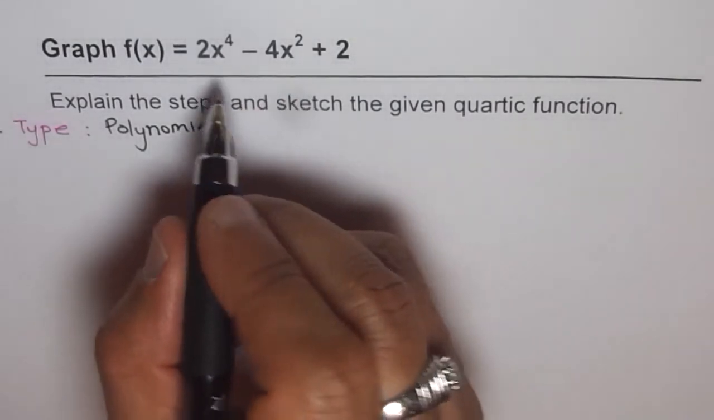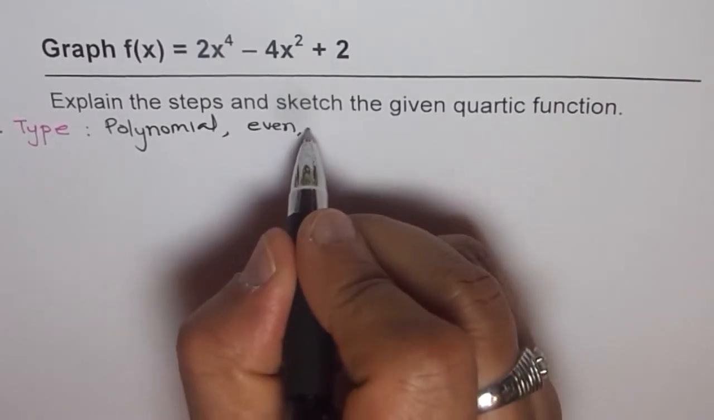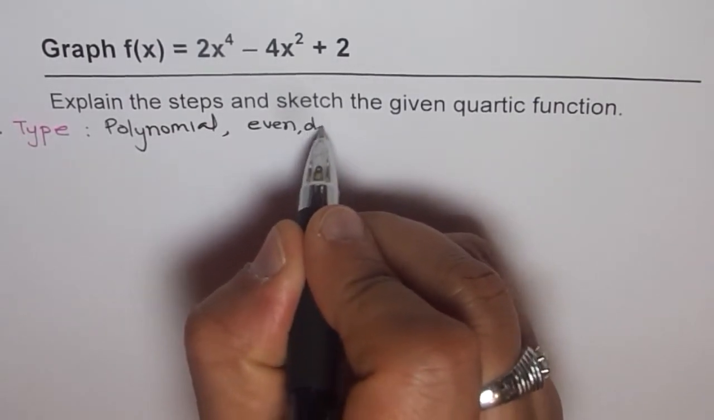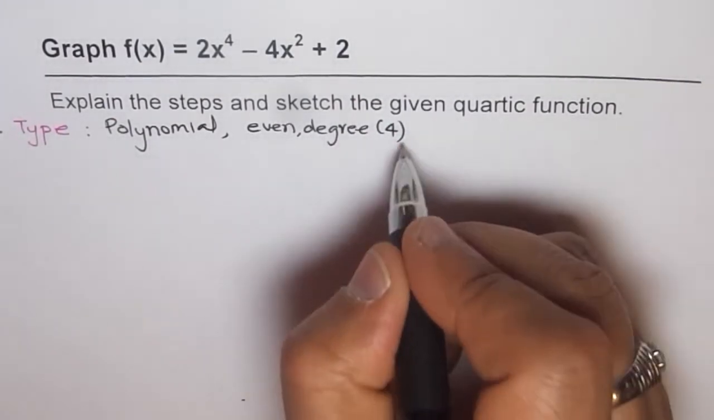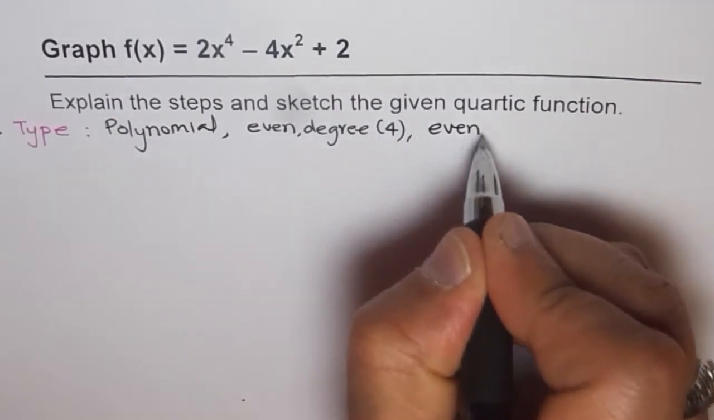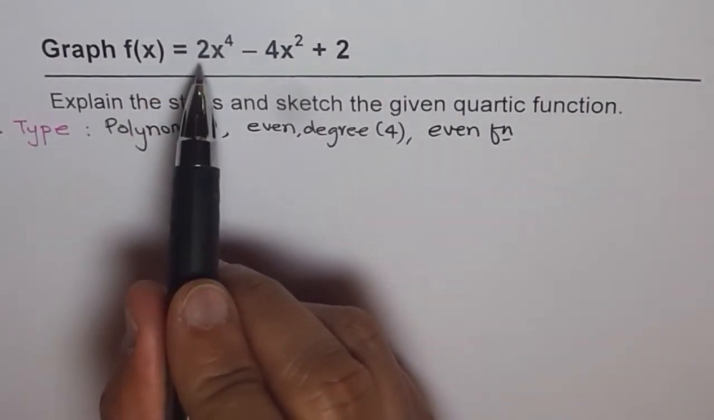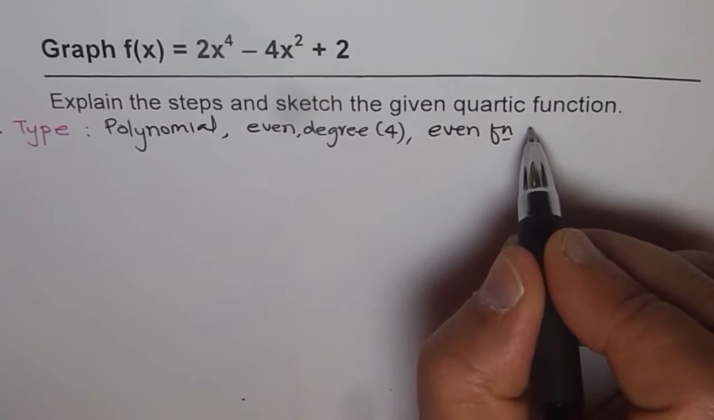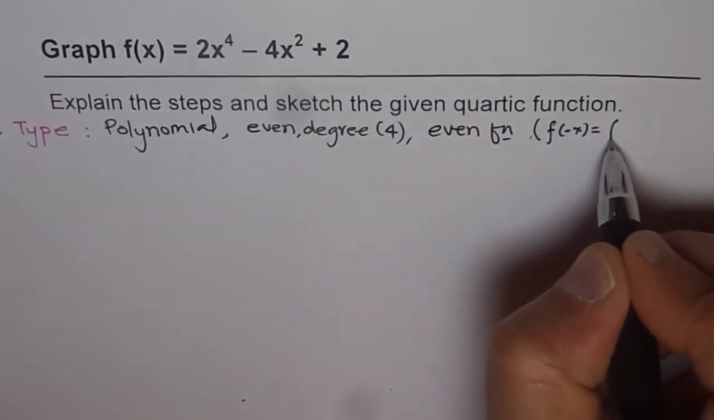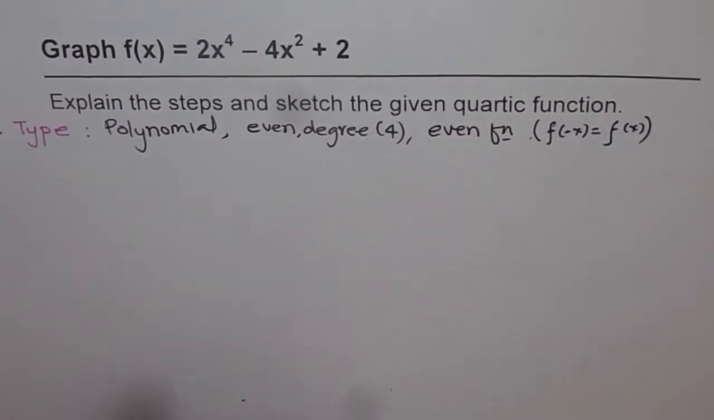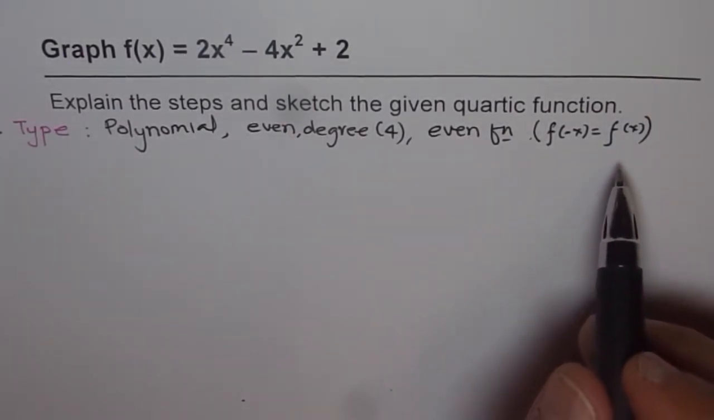Okay. Now what else can you say about it? It looks like an even degree polynomial, right? It is even degree, which is, of course, degree 4 in this case, and it's also an even function. How do you know it is an even function? f of minus x is equal to f of x, right? I was not intending to give you all these details, but let's go through it.